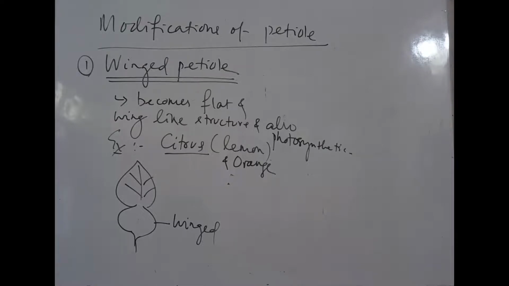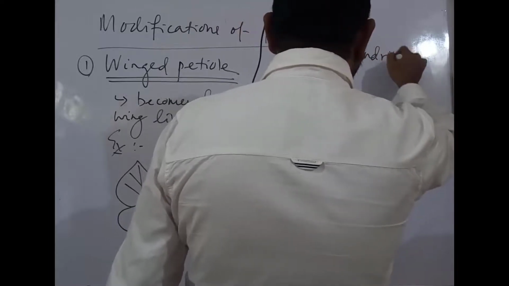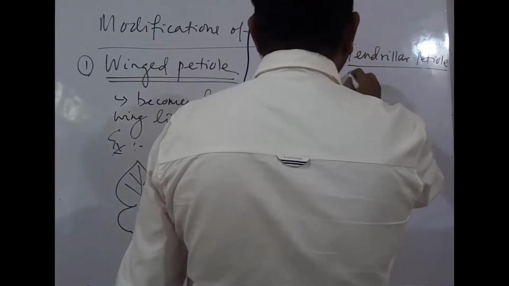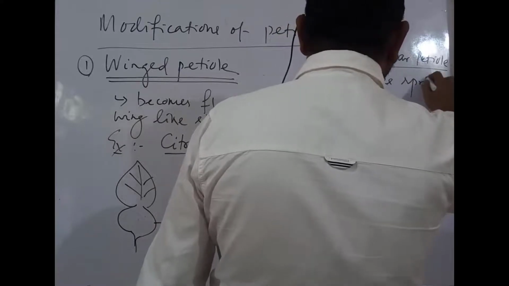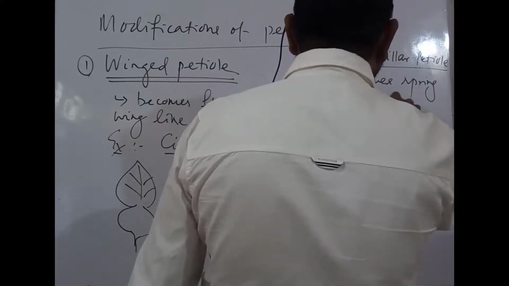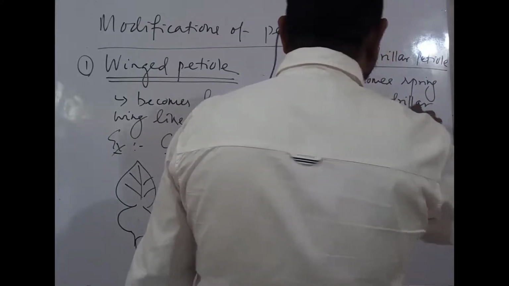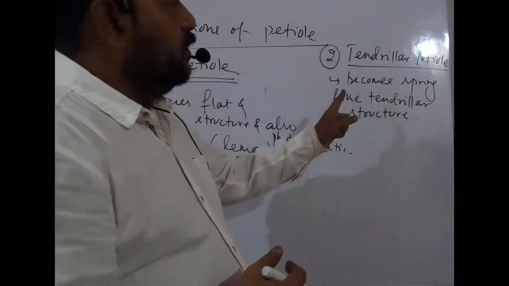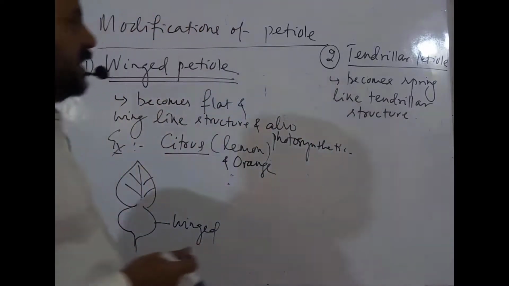After that, the tendrilar petiole. Number 2 is the tendrilar petiole. So the petiole becomes a spring-like tendrilar structure. All of you know that spirally coiled, spring-like structures are known as tendrils. So here the petiole becomes a spring-like, spirally coiled structure, that is a tendril, or it is called a tendrilar structure.